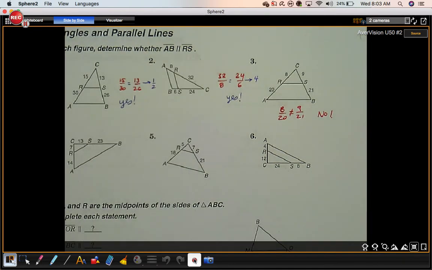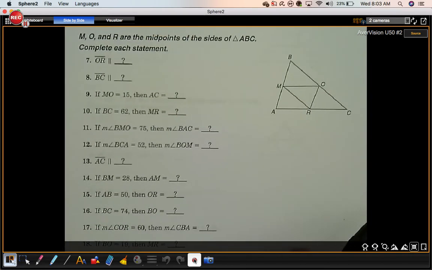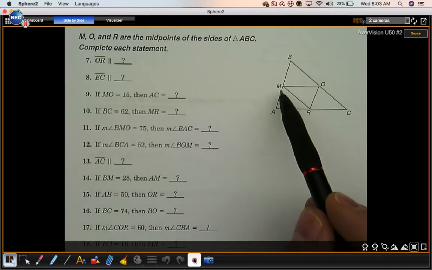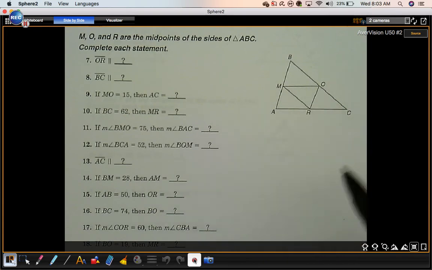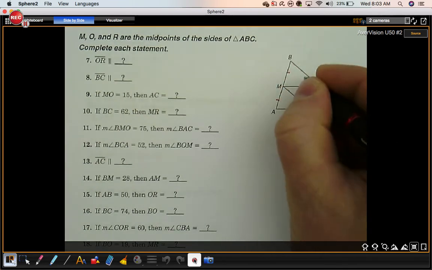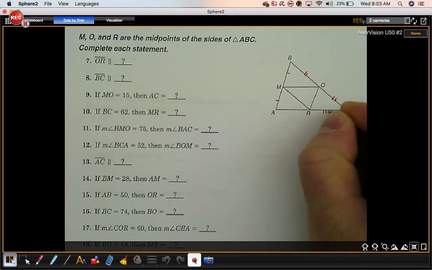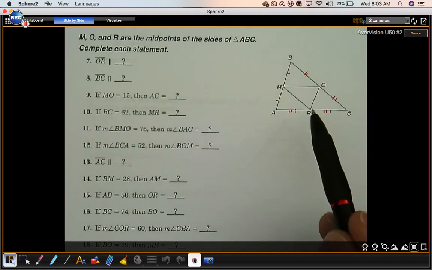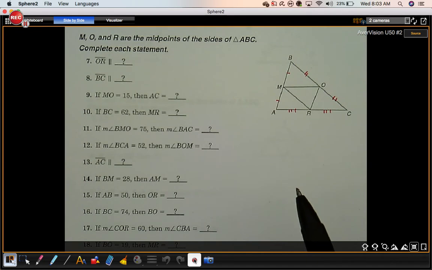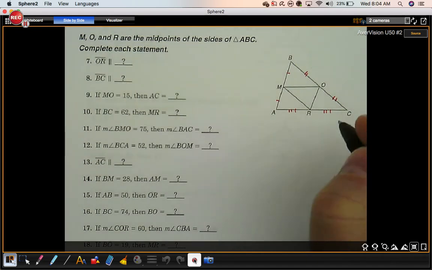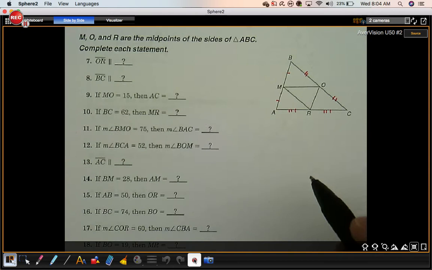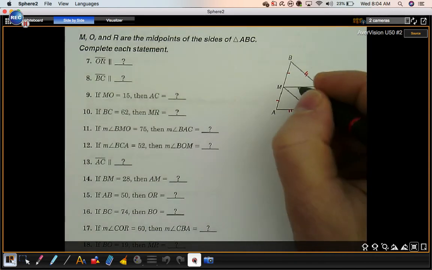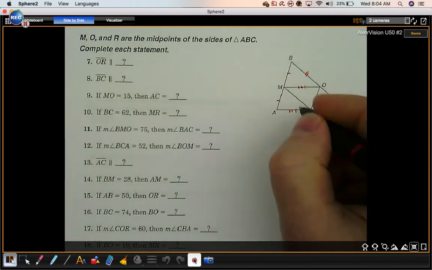These ones are done the same way. On this bottom section, they're telling you that point M, point O, and point R are midpoints of triangle ABC. So that means this. It also means that these segments are midsegments. Now remember, midsegments are parallel to the sides that they don't touch, and they're also half the length. So we know this.